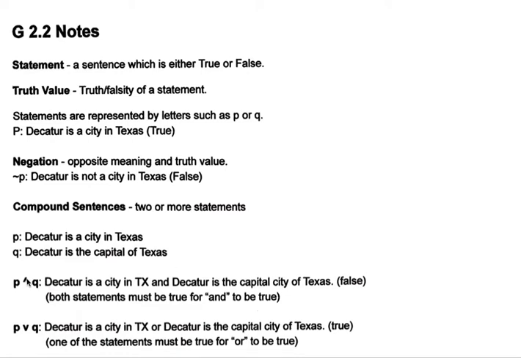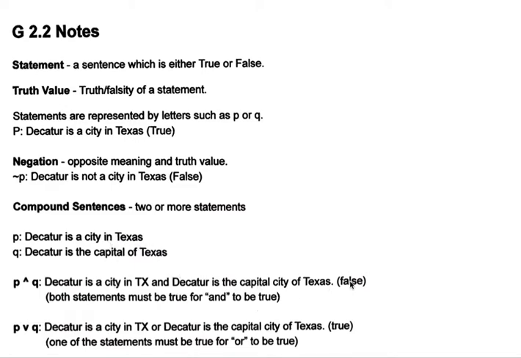Okay, now this little symbol going up, it's a caret symbol on a calculator, but it's supposed to actually be level with the P and Q. Okay, this is called the AND. Okay, so we're saying P and Q. Decatur is a city in Texas, and Decatur is a capital city of Texas. So we put the two together.